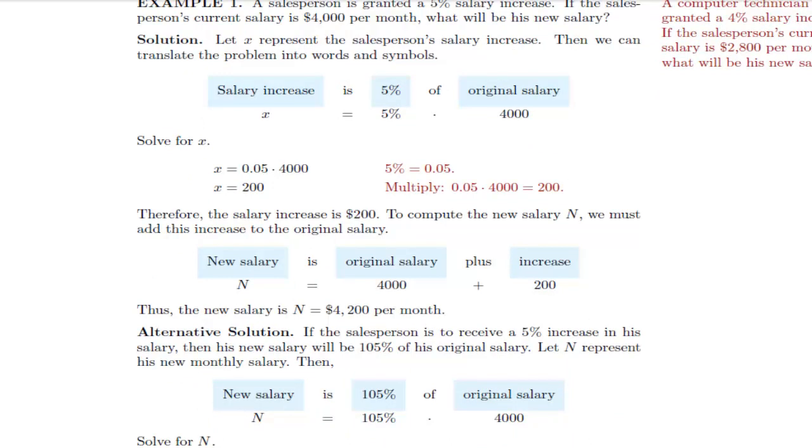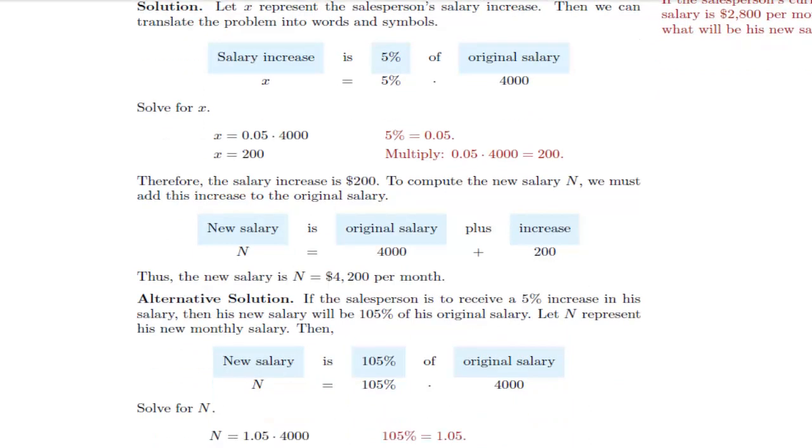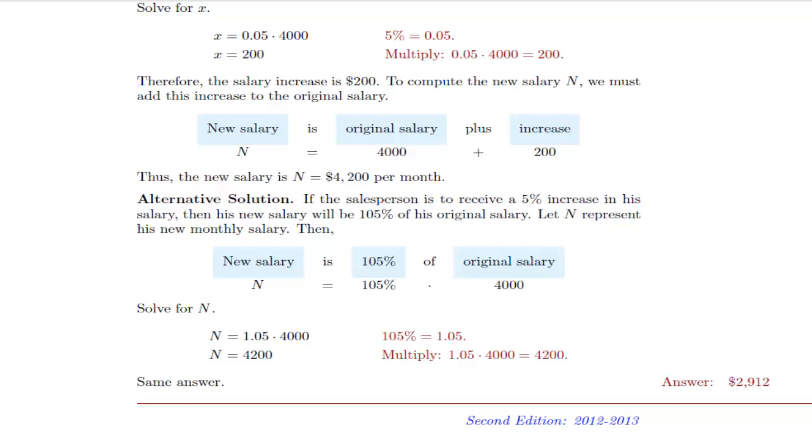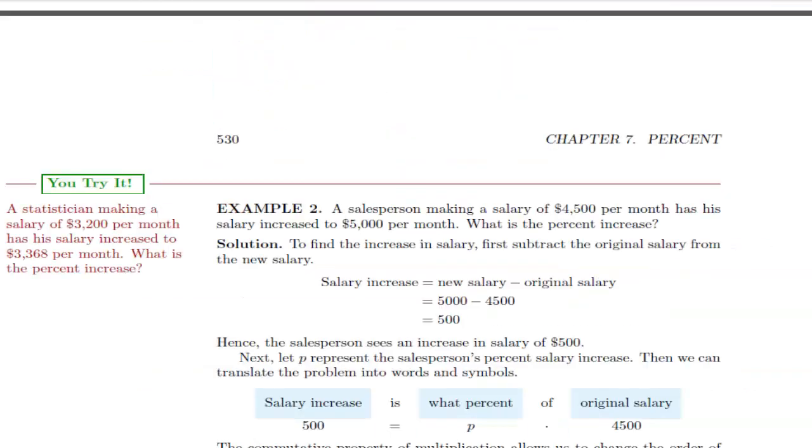Alternate solution. If the salesperson is to receive a 5% increase in his salary, then his new salary will be 105% of his original salary. Let N represent his new monthly salary, then the new salary N is equal to 105% of, or times, the original salary of 4,000. Solve for N. N equals 1.05 times 4,000, since 105% equals 1.05 as a decimal, and 1.05 times 4,000 equals 4,200, which is the same answer.